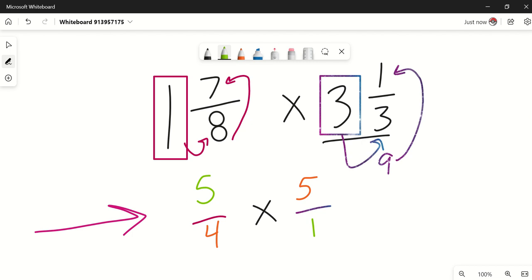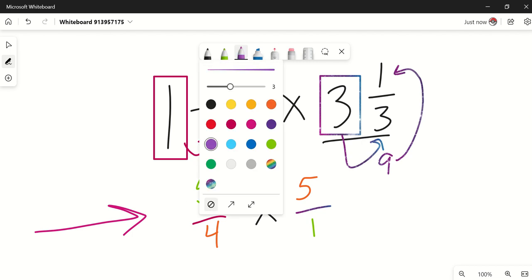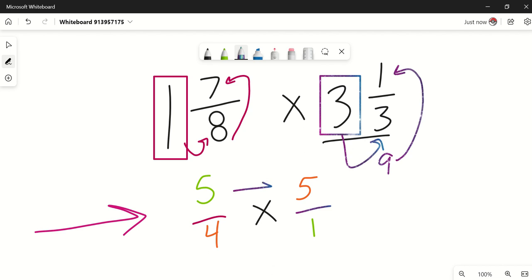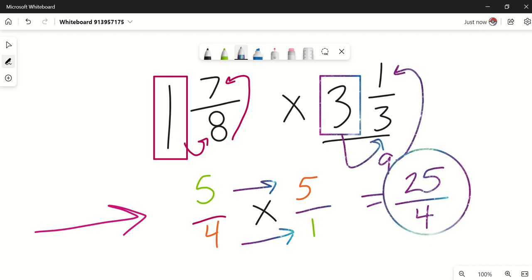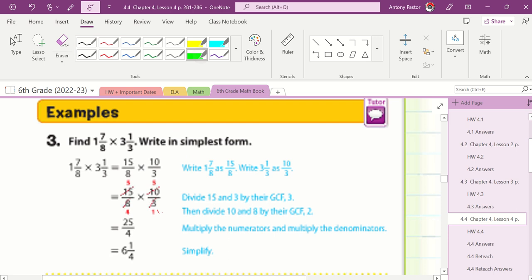Now I'm going to multiply straight across, as always. 5 times 5 will give me 25, and 4 times 1 will give me 4. This is an improper fraction, which I cannot leave as my answer, because if we look over here, it wants us to write it in simplest form.